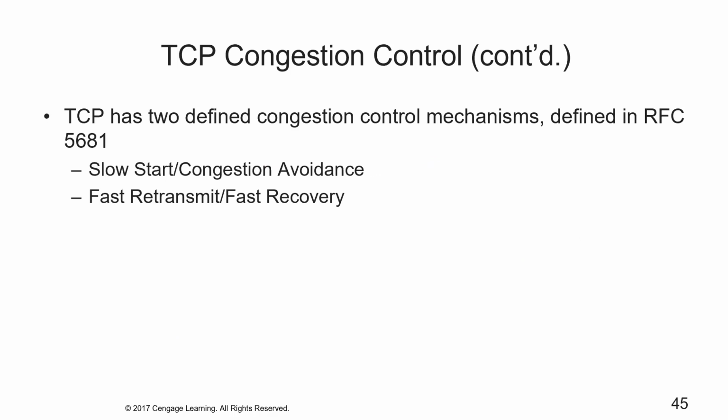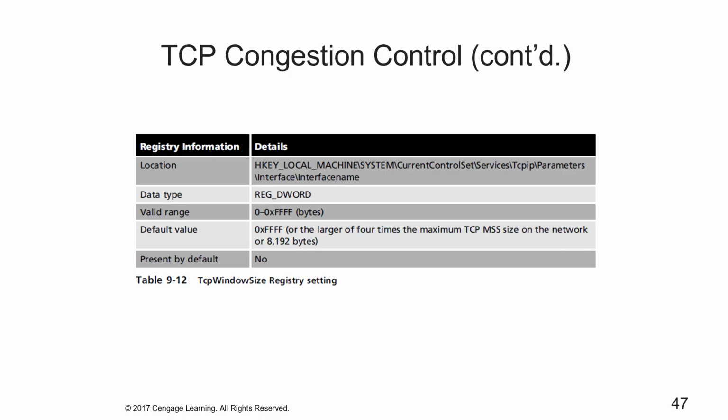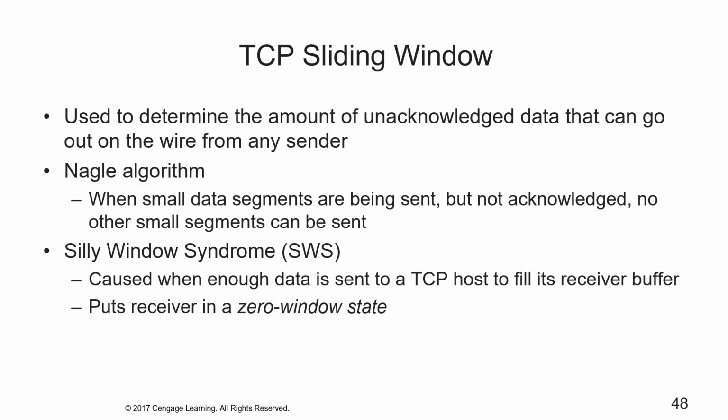In RFC 5681, there are 2 congestion control mechanisms defined: slow start and congestion avoidance, and fast retransmit and fast recovery. Here's an example of the global max TCP window size registry settings in Windows, as well as the TCP window size registry settings. So these are your default values.